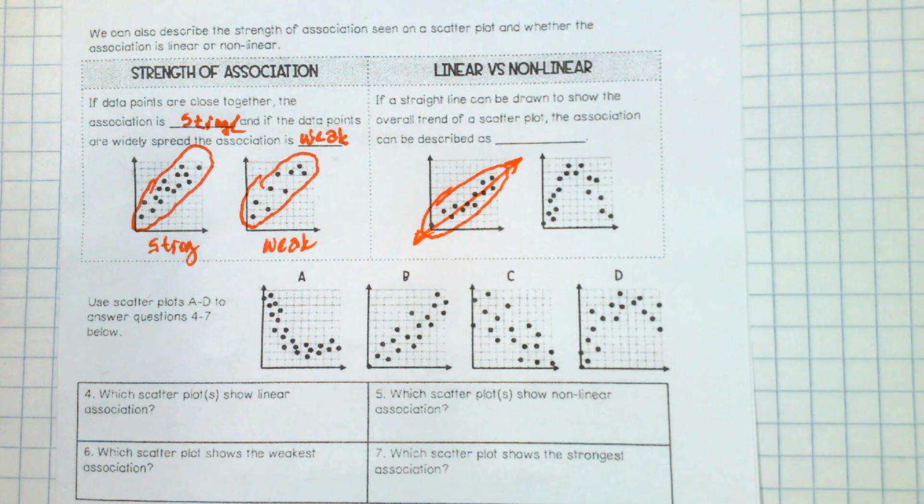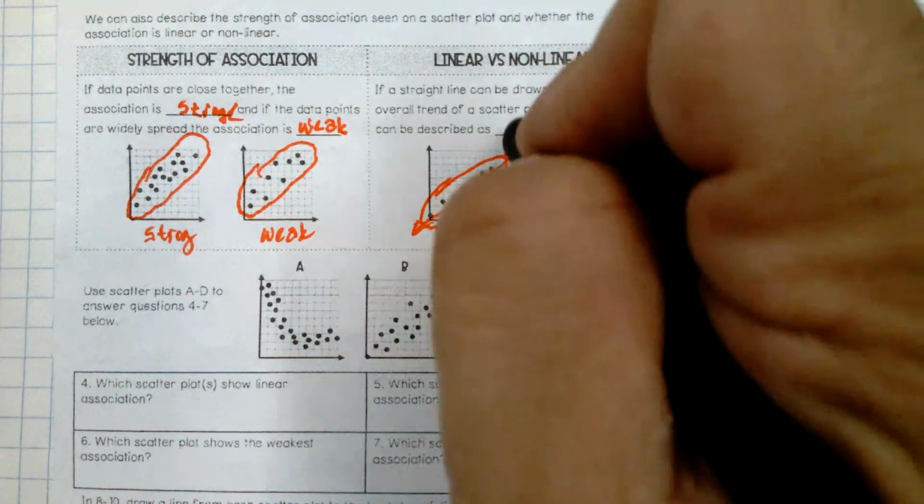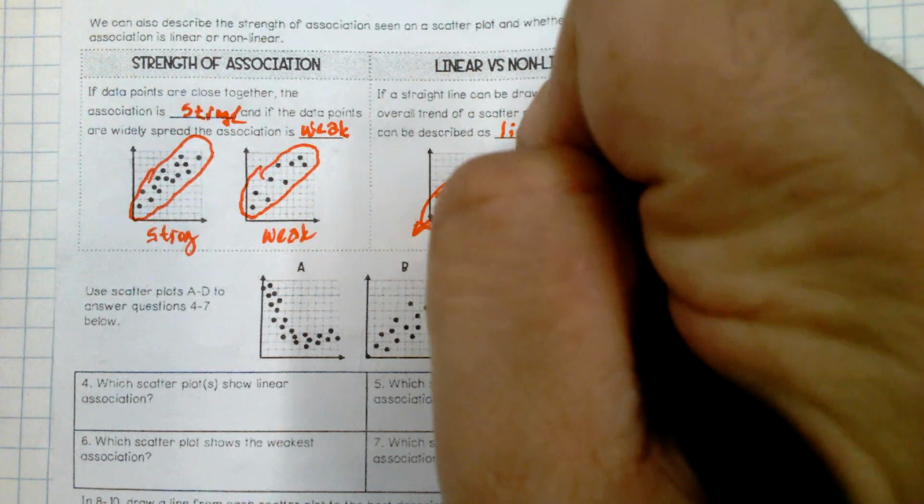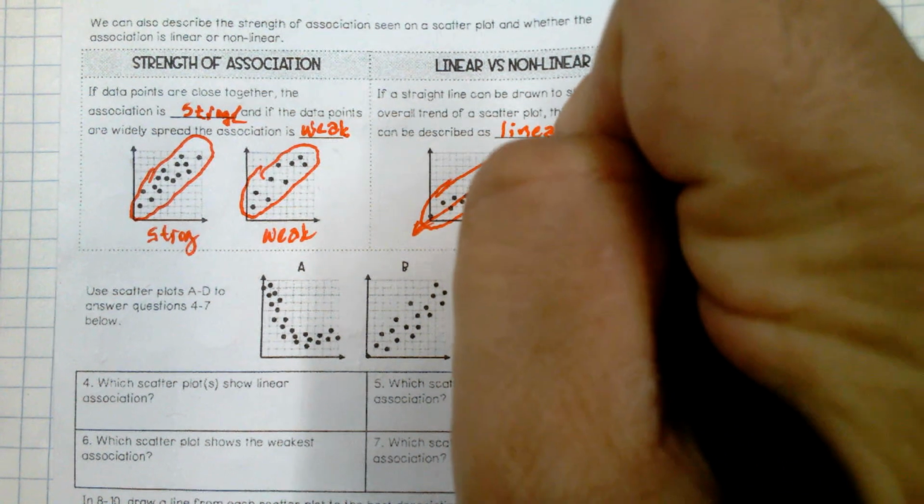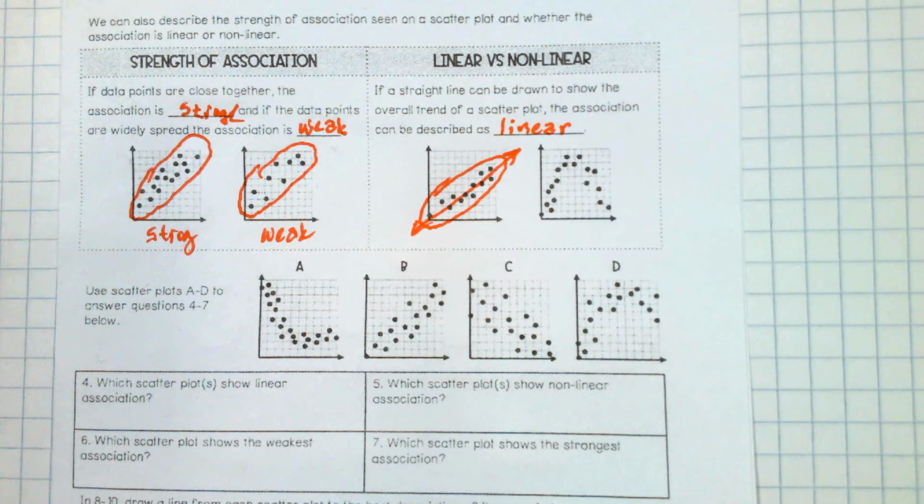So this is linear. If a straight line can be drawn to show the overall trend, so a line here shows the overall trend of the scatter plot, the association can be described as linear. So this is a linear association. It just follows that pattern all the way through.